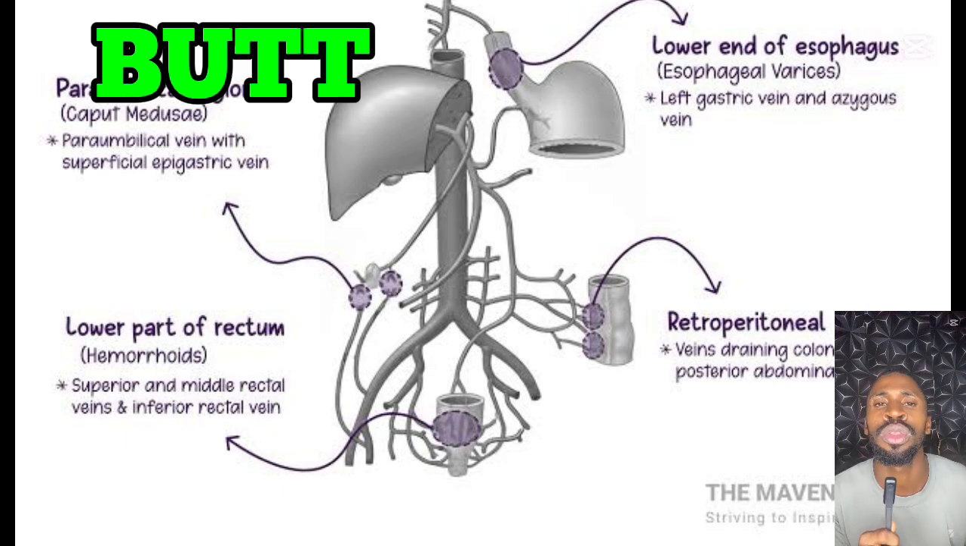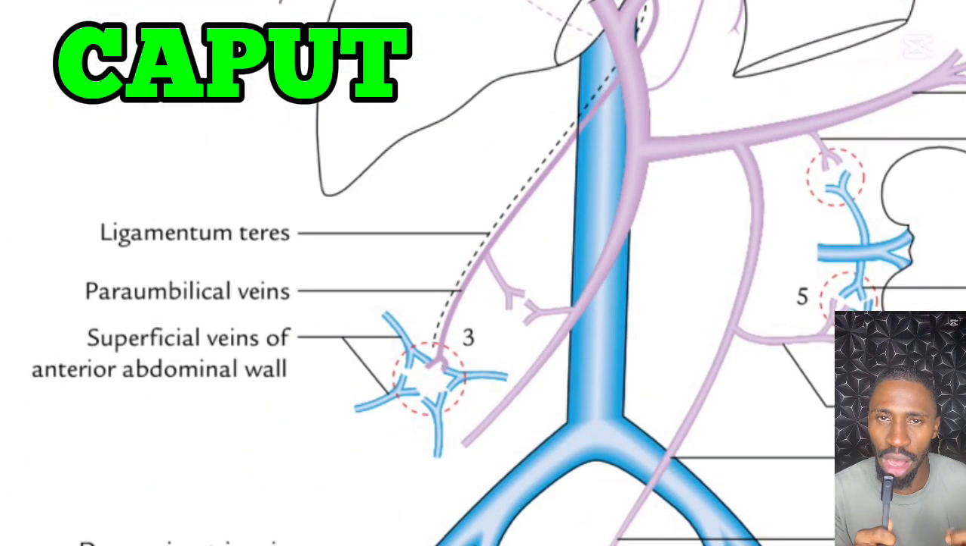Don't forget. Gut, butt, caput. What is caput now? Now you have two veins. The first vein is the paraumbilical vein, which is a portal vein, and you have the superficial epigastric vein, which is systemic. The paraumbilical vein is a portal vein, while the superficial epigastric vein is a systemic vein.